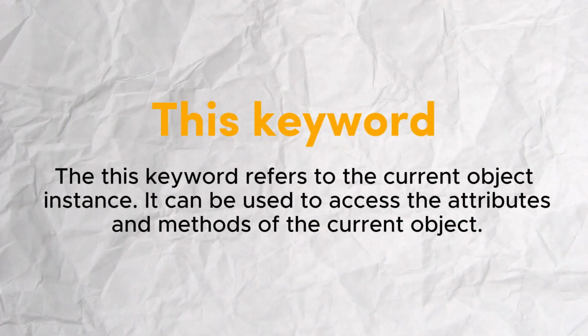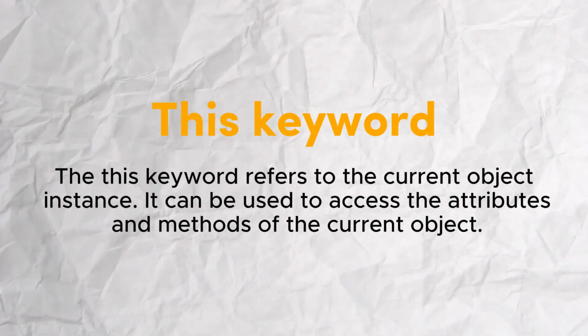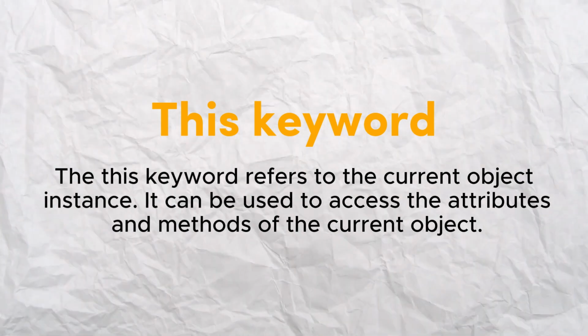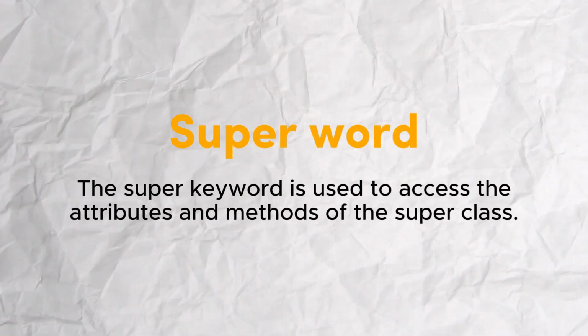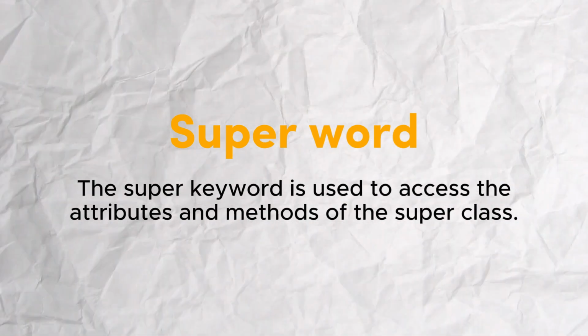The this keyword refers to the current object instance. It can be used to access the attributes and methods of the current object. Super keyword. The super keyword is used to access the attributes and methods of the superclass.